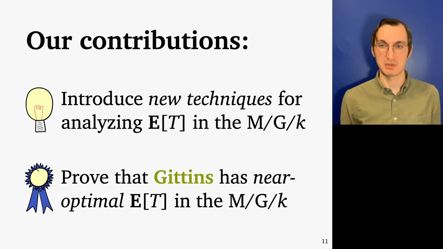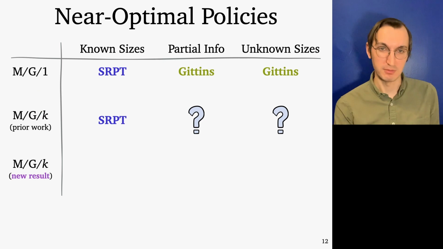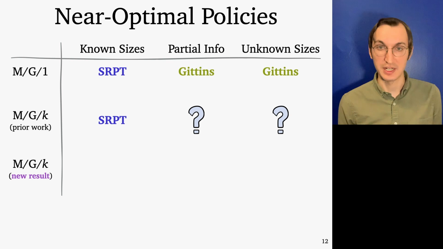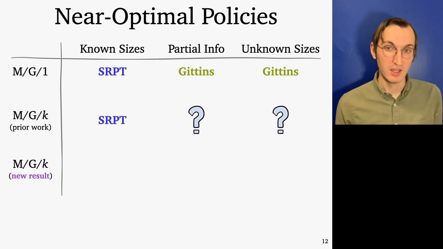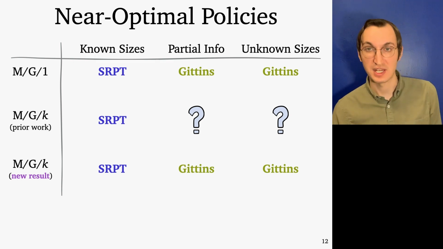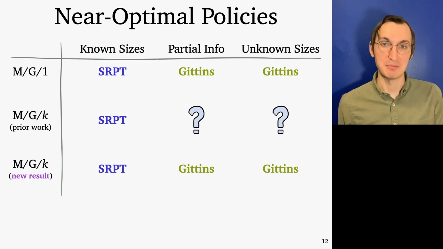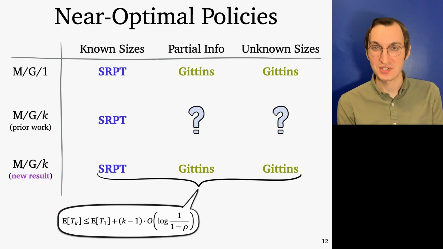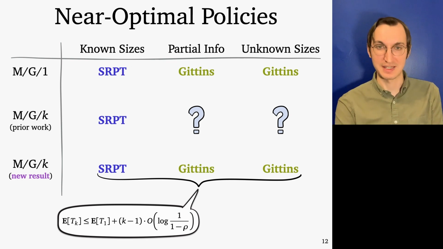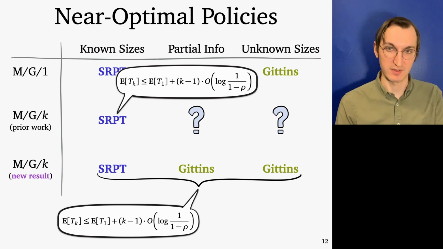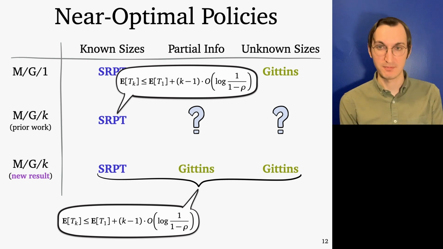To put this in context with the prior work, here's the prior work. We knew that SRPT was good in multiple servers. We didn't know about Gittins in partial information and unknown size settings. This new result covers SRPT and Gittins in the known sizes, unknown sizes, and in-between partial information settings. And we get the same type of mean response time bound in all of them, bounding k-server mean response time as single server mean response time plus this slowly growing function of load. You might recall that's the same kind of bound we got for SRPT before, but now it also covers Gittins in these more general settings.